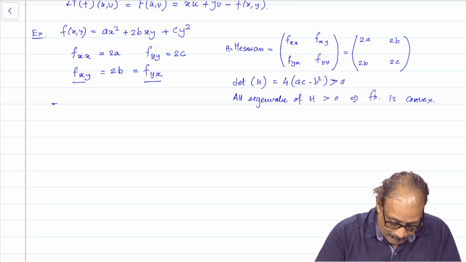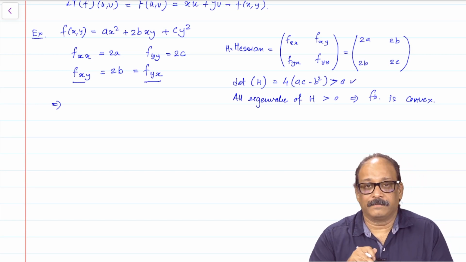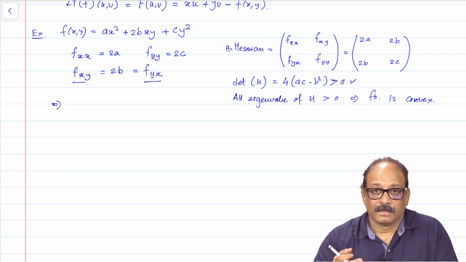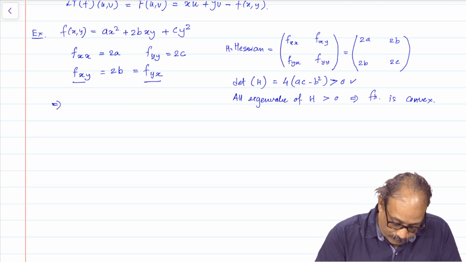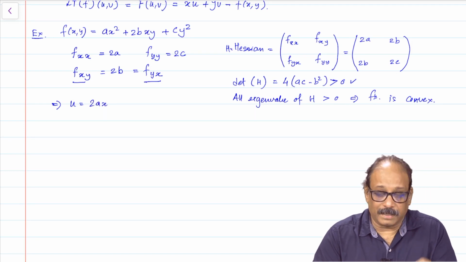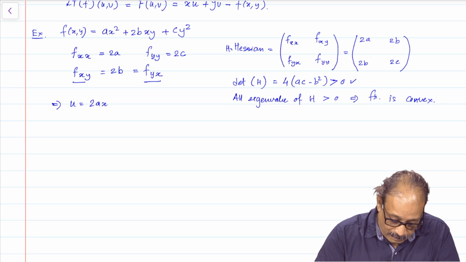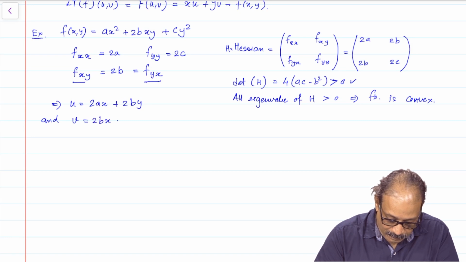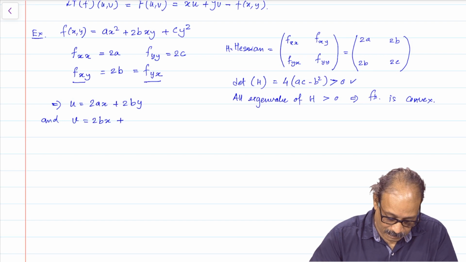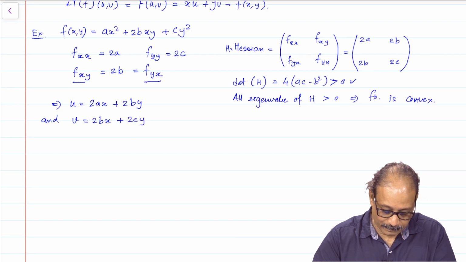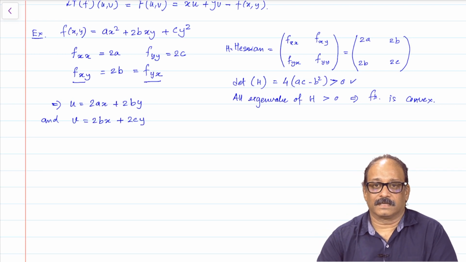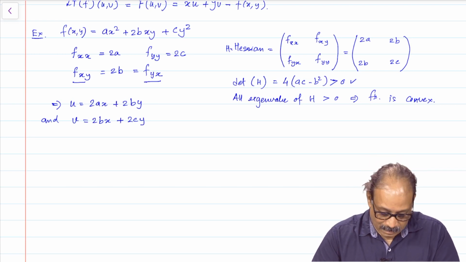So, assuming that AC minus B square is greater than 0, then U will be equal to twice A x, remember it is a partial derivative of f with respect to x, plus twice B y, and V will be equal to twice B x plus 2 C y. And these are of course simultaneous equations in x and y. You can transform this back to x and y.